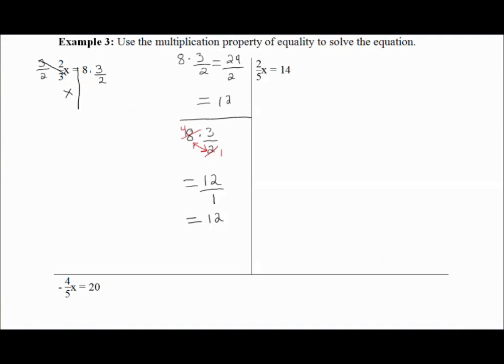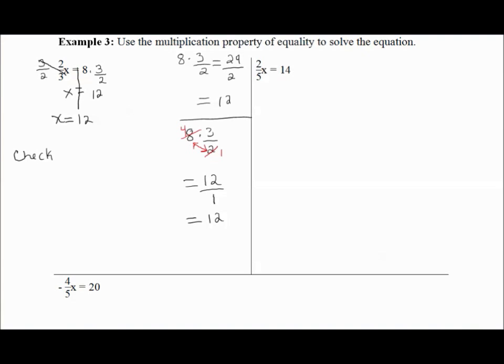The reason I like to reduce before I start is because sometimes your numbers can get a little large, and then that's just extra work. Okay? So now I know that 8 times 3 halves is simply 12. So my solution is x equals 12. Now I still want to check my answer.